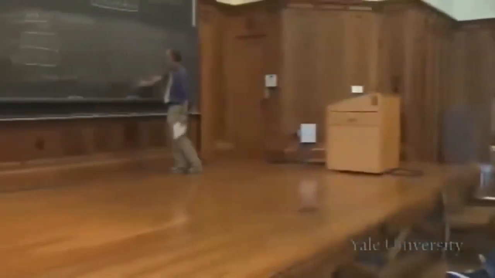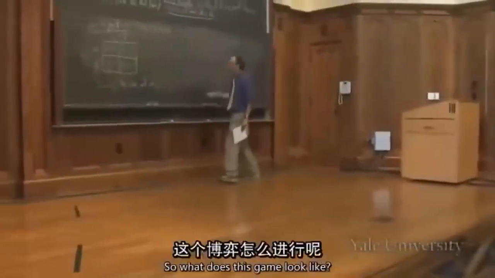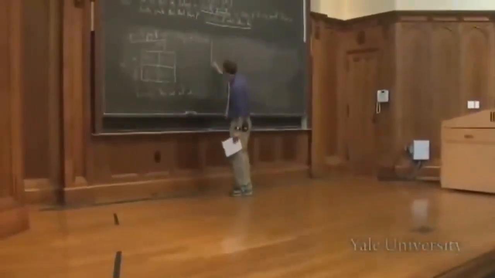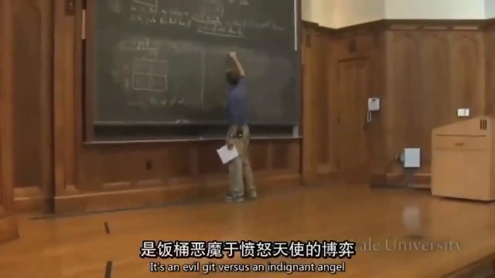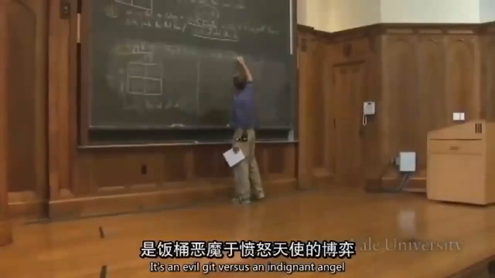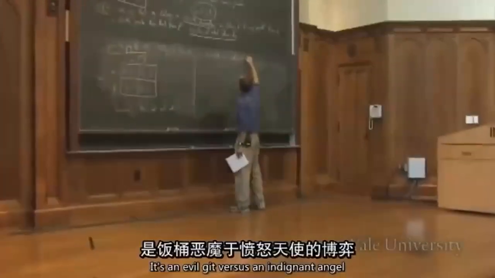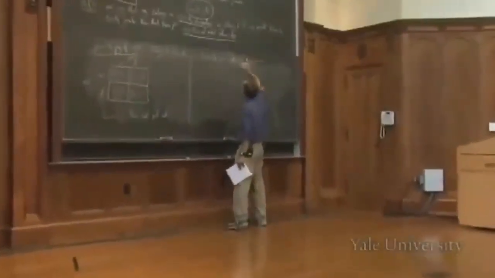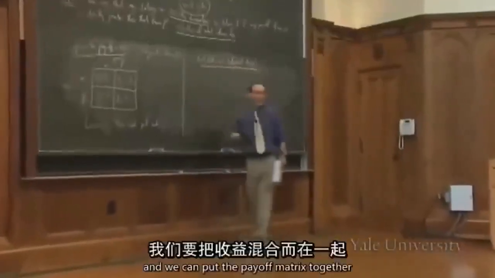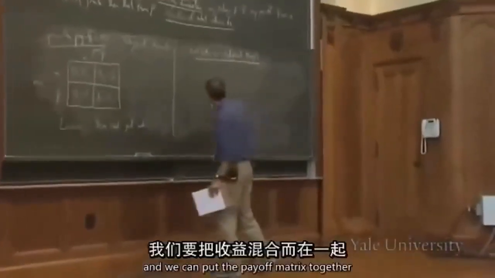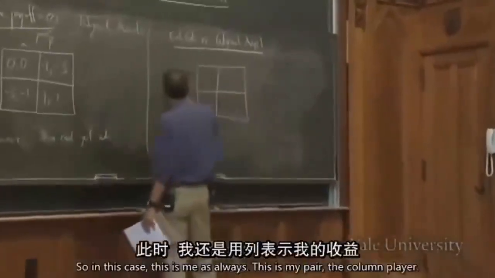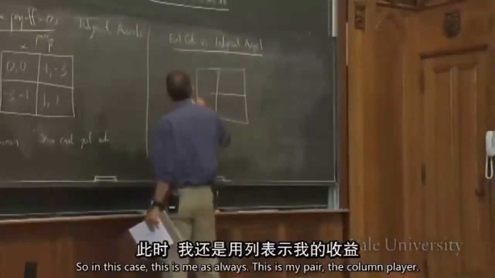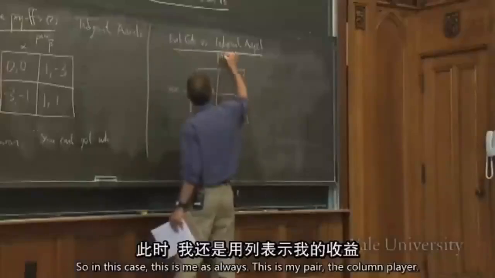Let's analyze this combined game. All right. So what does this game look like? It's an evil git versus an indignant angel. And we can put the payoff matrix together by combining the matrices we had before. So in this case, this is me, as always. This is my pair, the column player.